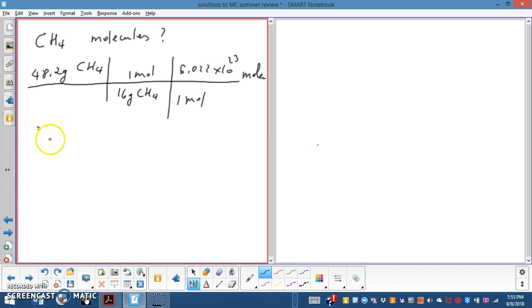which gives you an answer of 1.81 times 10 to the 24th, and this is your answer D.